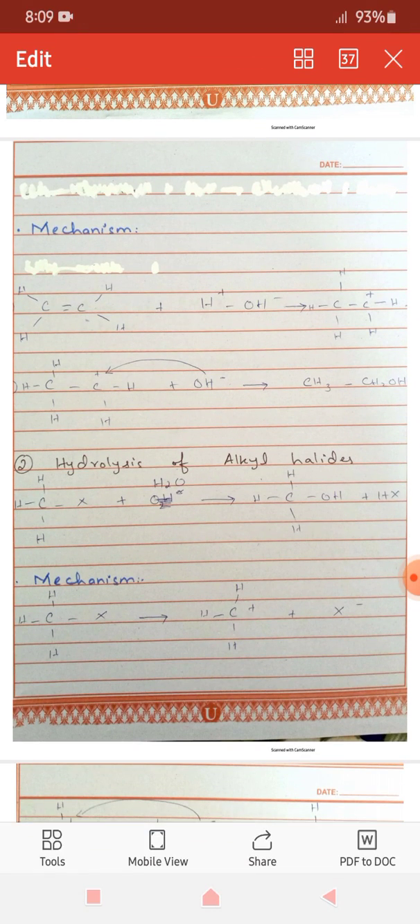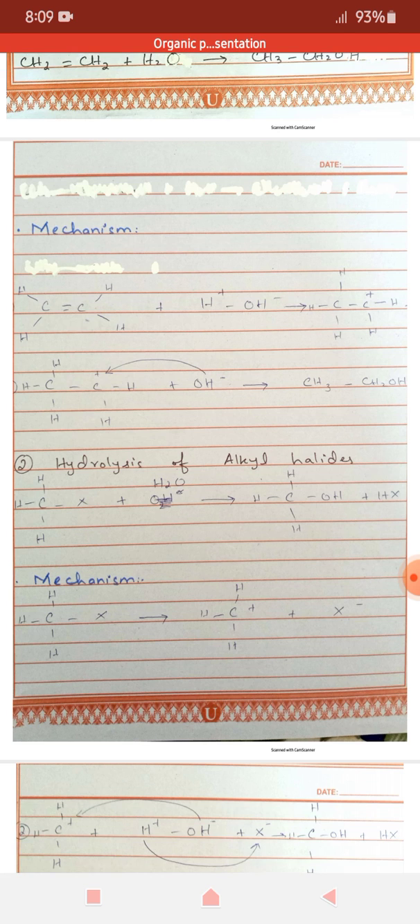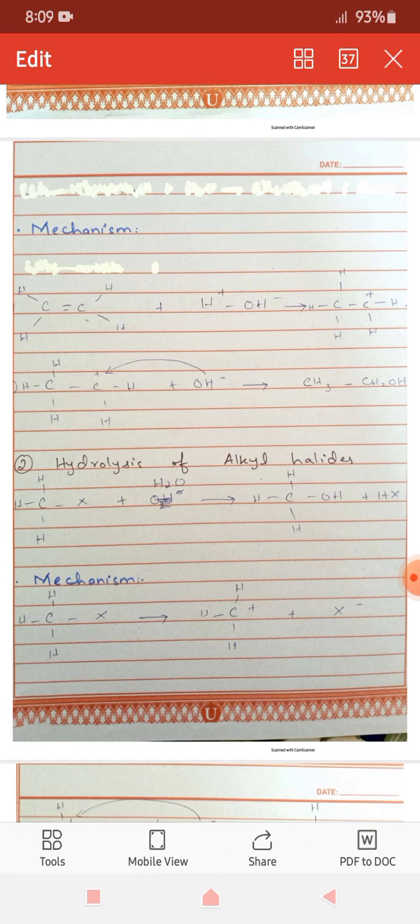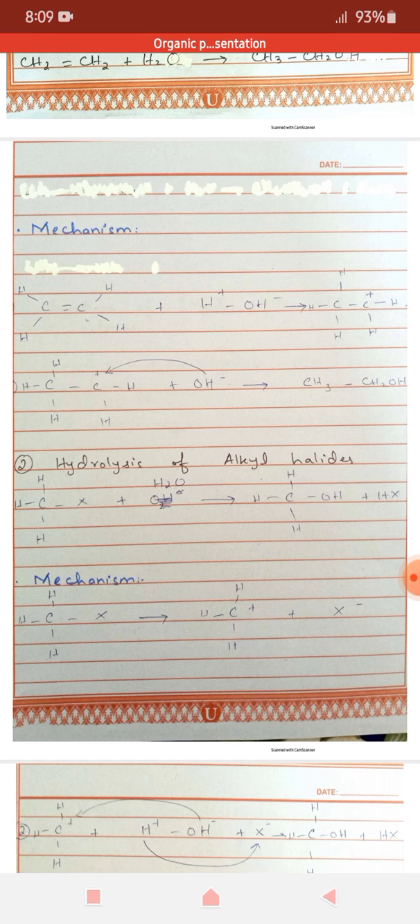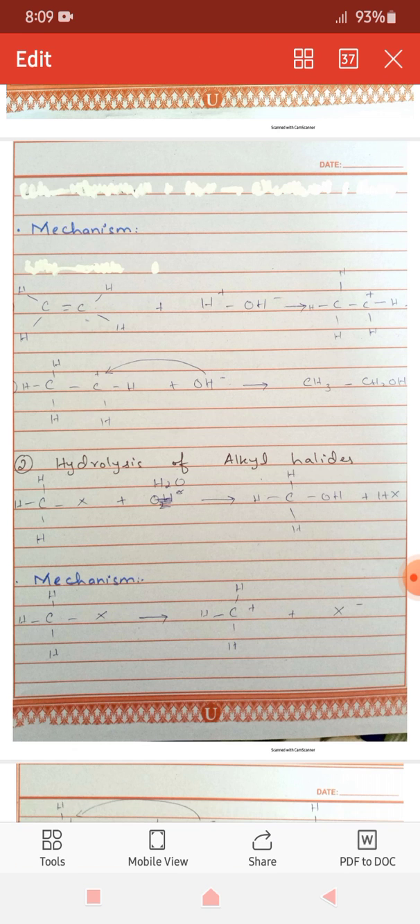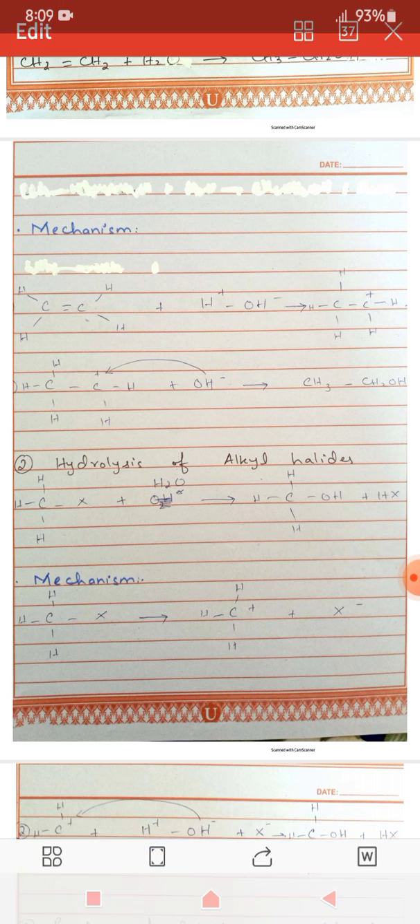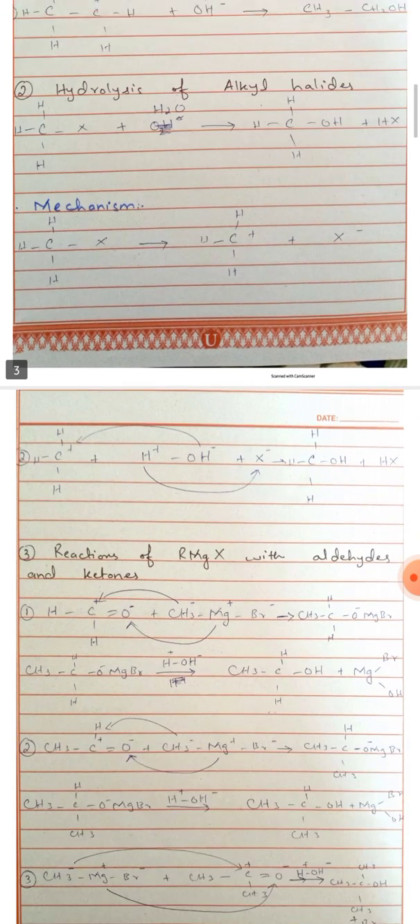You can see that first, the formation of carbocation occurs, and then the nucleophile attacks on the carbocation to form the respective product alcohol. Second one is hydrolysis of alkyl halides. So the main chain reaction is given and its mechanism is also very simple.